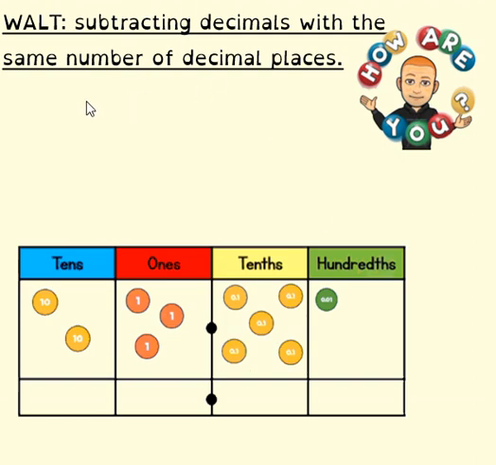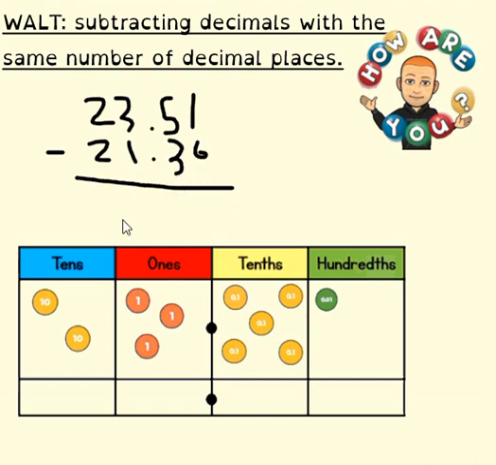So the column subtraction method is going to be 23.51, which is what I've represented in my place value grid here. And from that, I'm going to subtract 21.36. So I've started by representing 23.51 on my place value grid. That's what I've represented here.